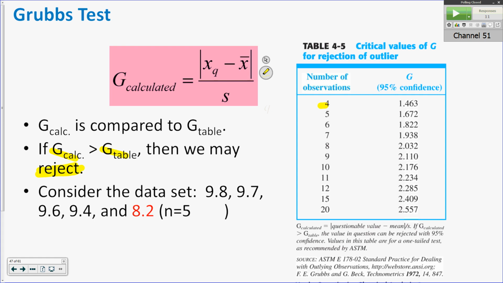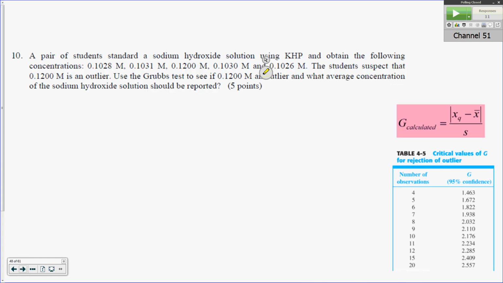So I did in the notes this data set and the treatment of it. This is one that I gave you on an exam a couple years back, so I'm going to work this one. A student standardizes some sodium hydroxide, much like y'all did this week. They did it with 5 replicates. They suspect that 1 point is an outlier because everything else is around 0.10 something and that one's 0.12. Okay, so can we reject it using the Grubbs test? Let's see if we can or not. What we need to do is put our stuff into our calculator.